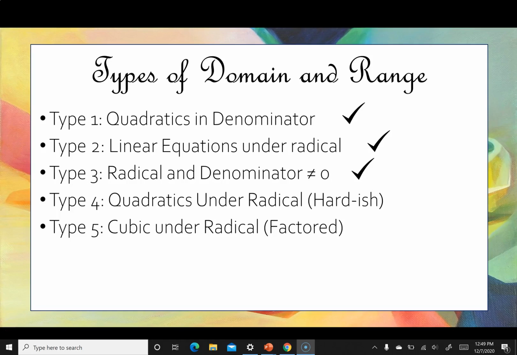So we've covered types 1, 2, and 3 of finding domain. And just as a reminder, we saw quadratics in the denominator, and we basically factored those and then solved for x for when our denominator would be 0. And then type 2 is we had radicals, and we had to make sure those linear equations under that radical were greater than or equal to 0.